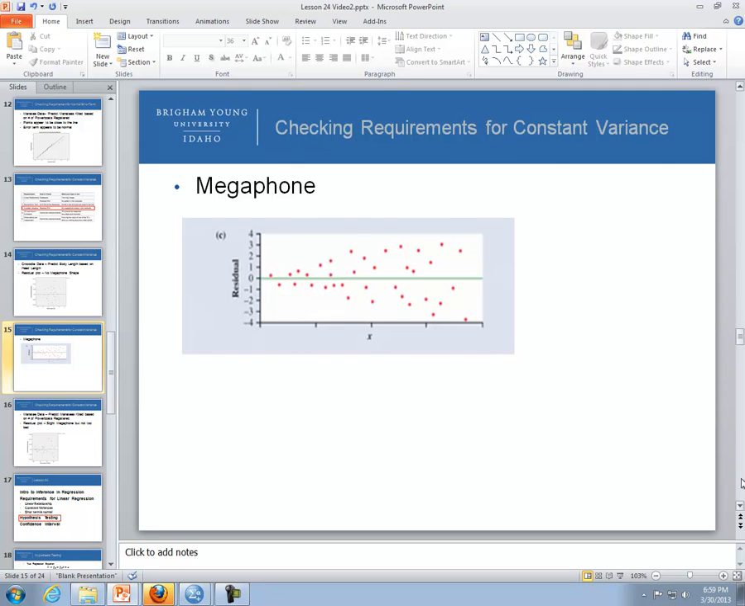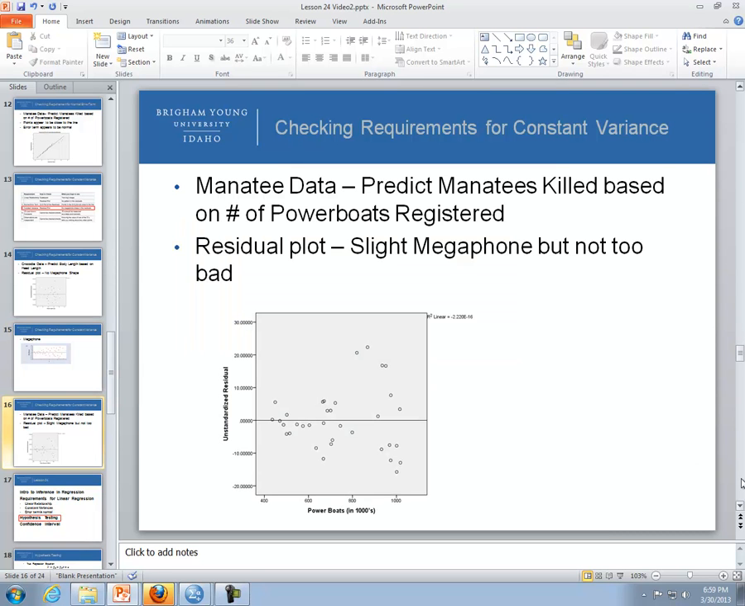Okay. Now here, the next example with the manatee data, we're predicting manatees killed based off the number of powerboats registered. On this residual plot, the x-axis we have powerboats and the y-axis is residuals. You could say that perhaps it starts off small and it fans out, and in fact, I say here there's a slight megaphone. But in my opinion, it's not big enough to say that we cannot assume constant variance. So I'm going to assume that the requirement is met.